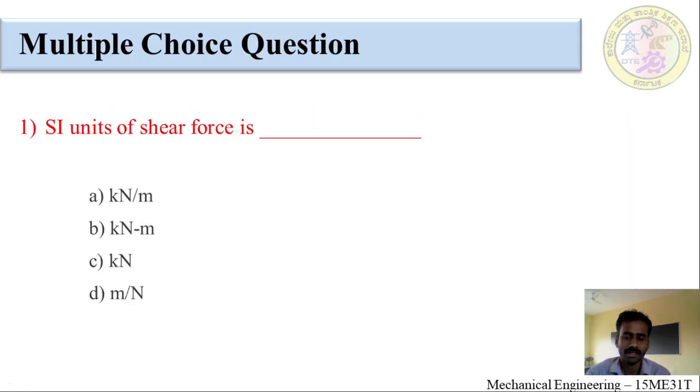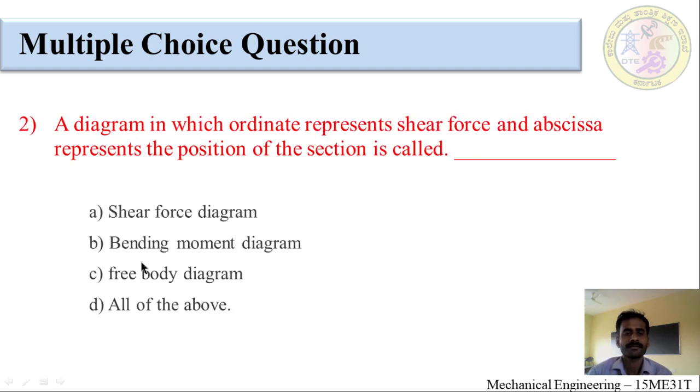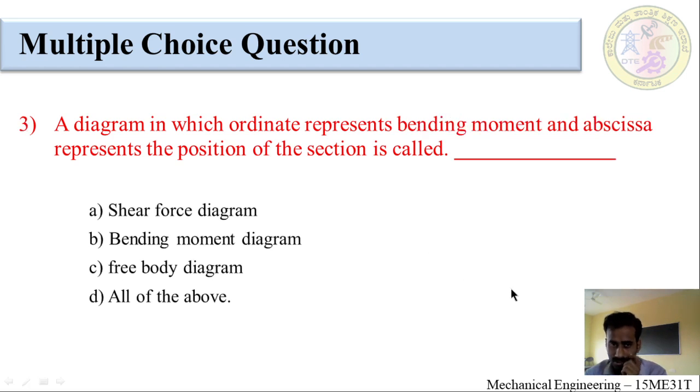So now we will discuss the questions and their answers. The SI unit of shear force is kilonewton, because it is only a force, and force has a unit of kilonewton. Question number 2: a diagram in which ordinate represents shear force and abscissa represents the position of the section is called the shear force diagram, SFD. And the third question: a diagram in which ordinate represents bending moment and abscissa represents the position. So the ordinate is representing bending moment, hence the answer for this question will be bending moment diagram.